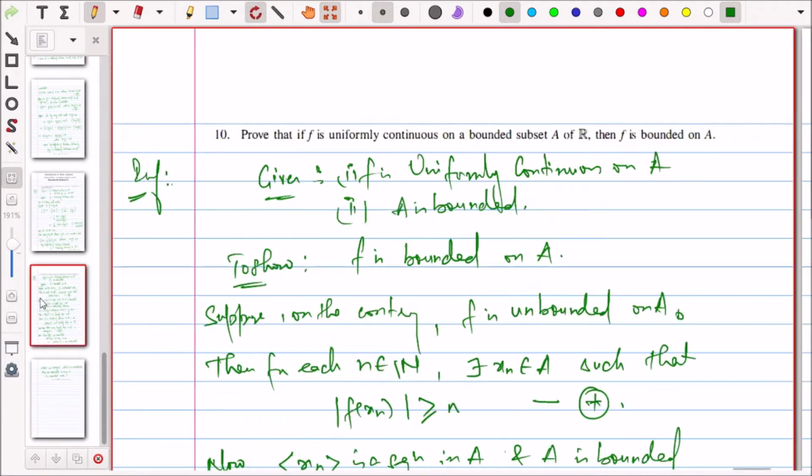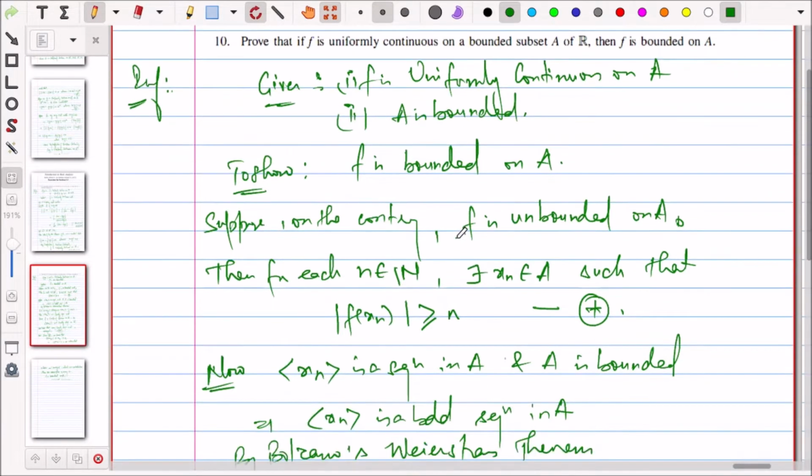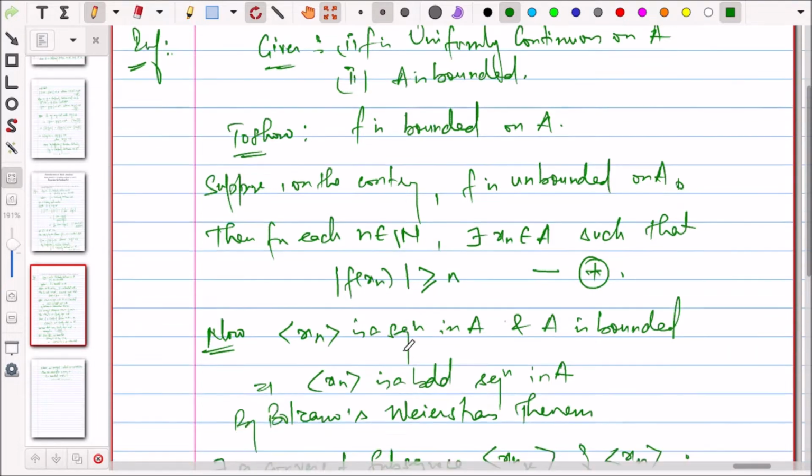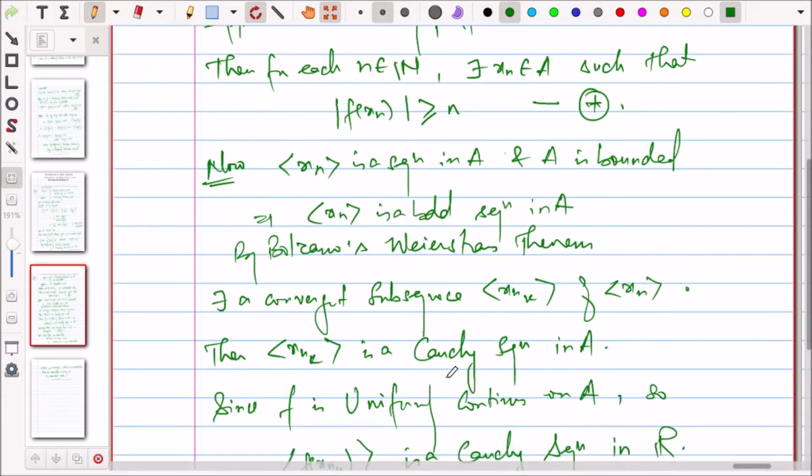So what basically we have done is we have taken the contrapositive approach. We assumed that f is unbounded on A, then for each n we are able to find some point x_n such that the absolute value of f of x_n is greater than or equal to n. So we are able to generate a sequence in A such that its image sequence is unbounded. Now x_n is a sequence in A and A is bounded, so by the Bolzano-Weierstrass theorem it will have a convergent subsequence, say x_{n_k}.